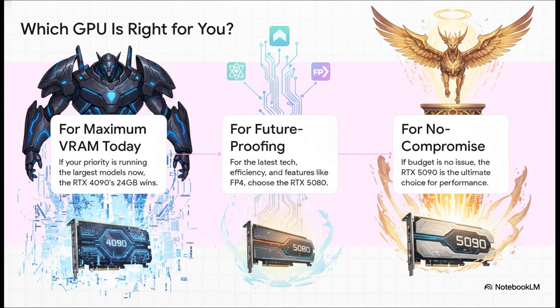So ultimately, it really just comes down to your main priority. If your number one goal is to run the absolute biggest, most complex models that are available today, then the 24 gigs of VRAM on the RTX 4090 makes it the clear winner, hands down. But if you value having the latest and greatest tech, you want higher efficiency, lower power bills, and you're willing to bet on the future of software support for things like FP4, then the RTX 5080 is your card. And, of course, if you just want it all and budget is no object, the 5090 is waiting for you.